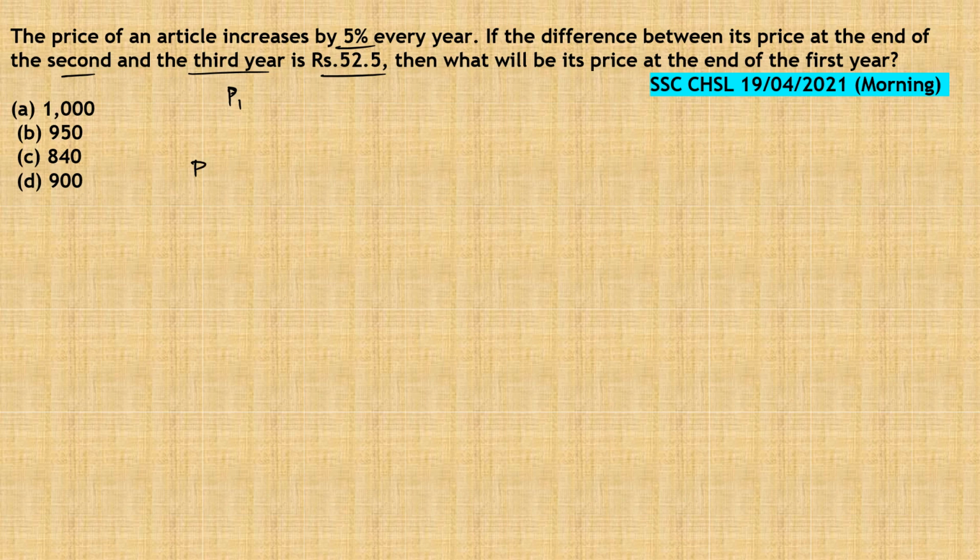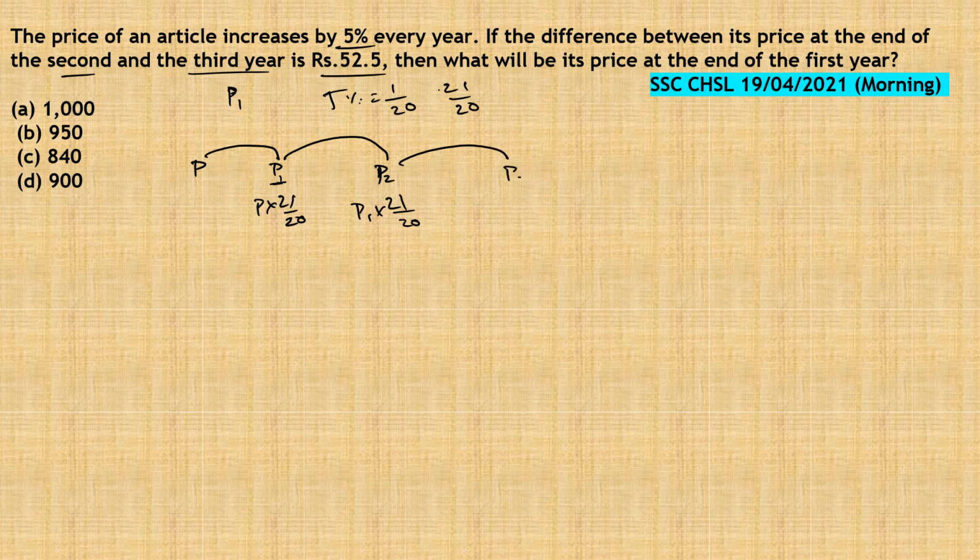Let the price be P and it increased by 5%. 5% denotes 1 by 20. Increase of 5% is 21 by 20. In the first year it is P into 21 by 20. In the second year, P2, it is 5% of the last year, that is P1 into 21 by 20, increased by 5%. In the third year again it increased by 5% with the last year, that is P2 into 21 by 20.